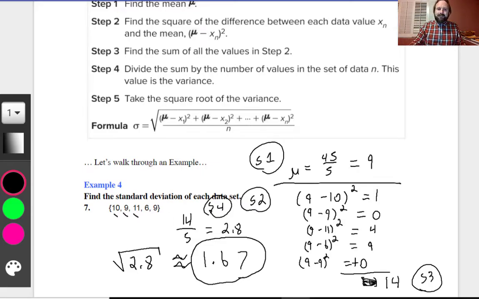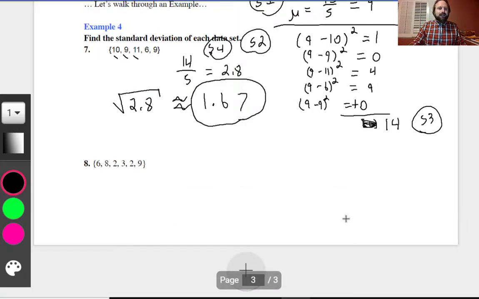All right, guys. Go ahead and do this one, but I'm going to show the answers in approximately 5, 4, 3, 2, 1. All right, so the standard deviation of number 8 is 2.83.